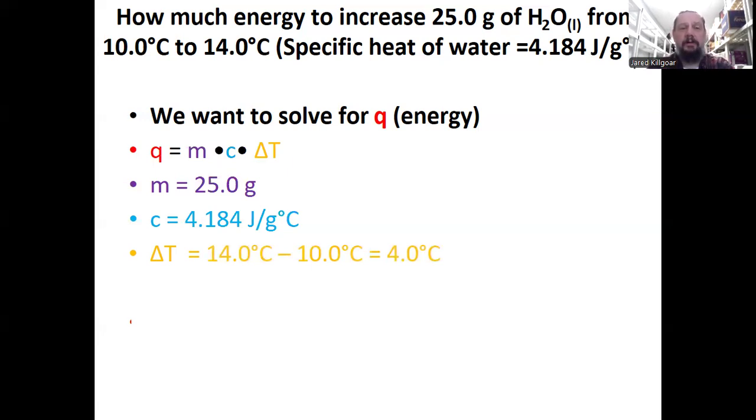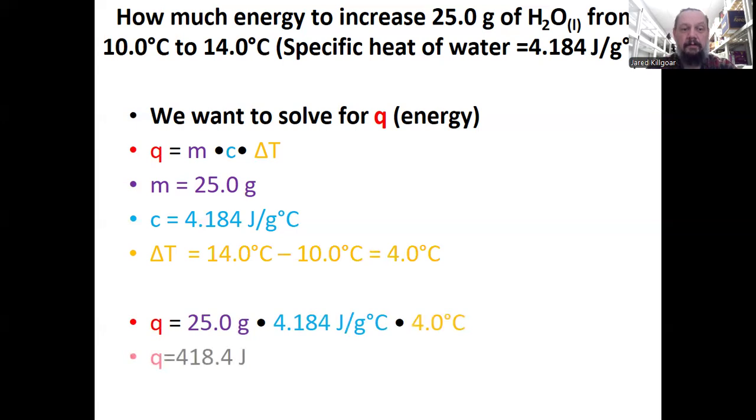Don't harp too much on positive and negative values for temperature change and energy. That's something we'll talk about later. We're going to talk about it mostly in absolute terms. So let's move on. To calculate Q equals mC delta T, I just take the product of all those numbers. 25 grams times 4.184 joules per gram degree Celsius times 4 degrees Celsius, I get a value of 418.4 joules.